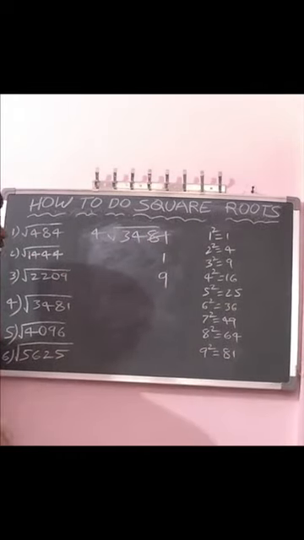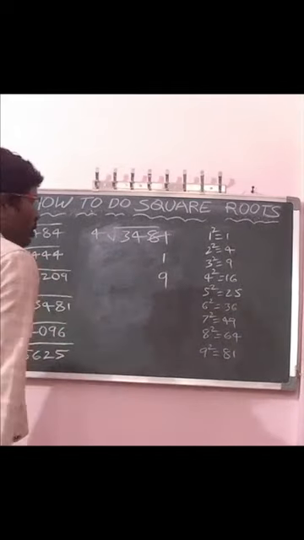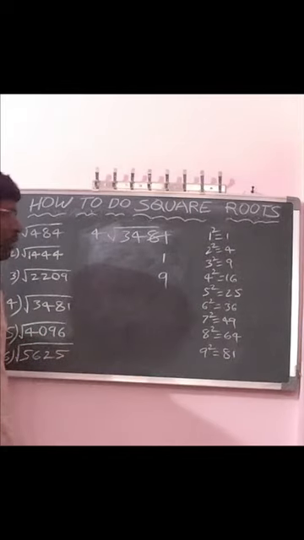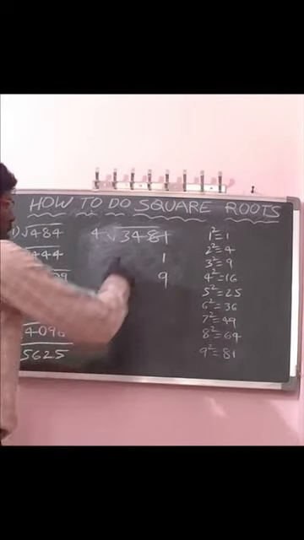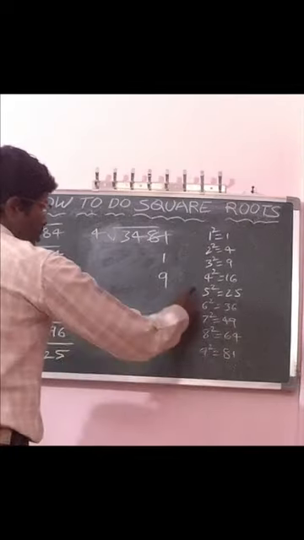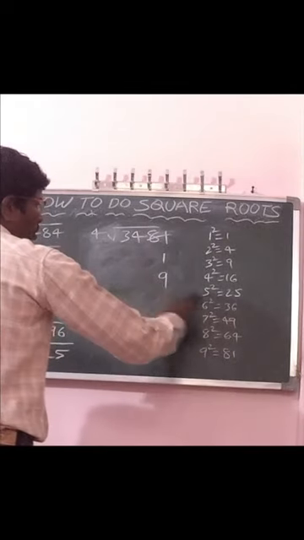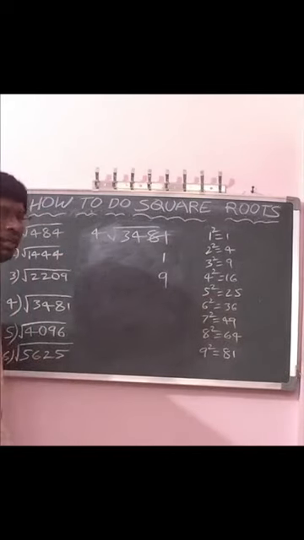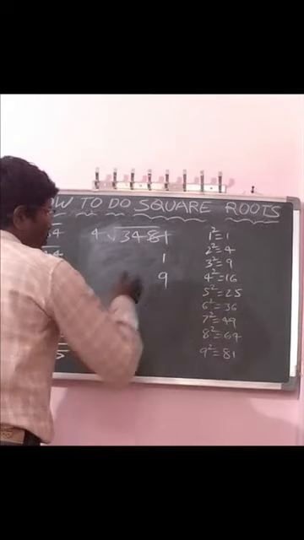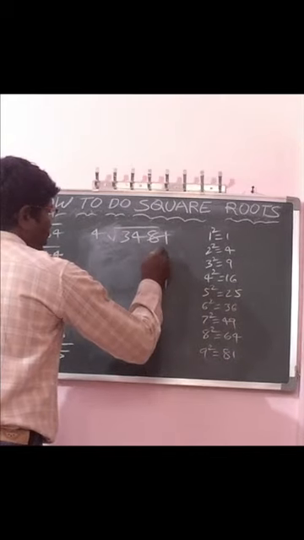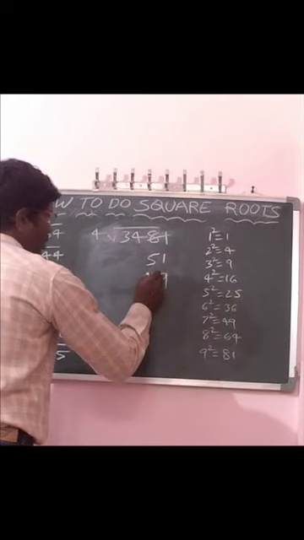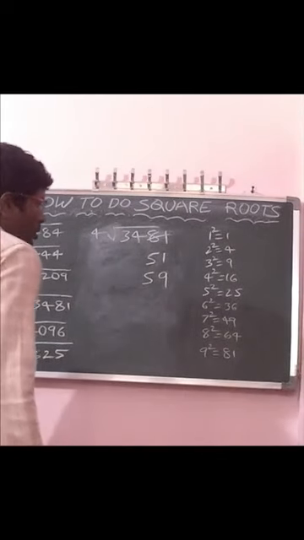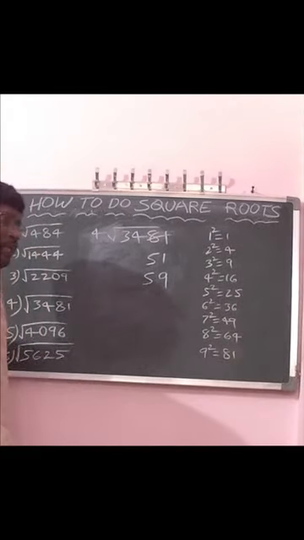After cancelling the two numbers, 34 remains. In the second step, we can take the square number less than or equal to 34. So in the square numbers, the one less than or equal to 34 is 25. So 25 means 5 square. So now we can take 5. So the answer is 51 or 59. Second step completed.